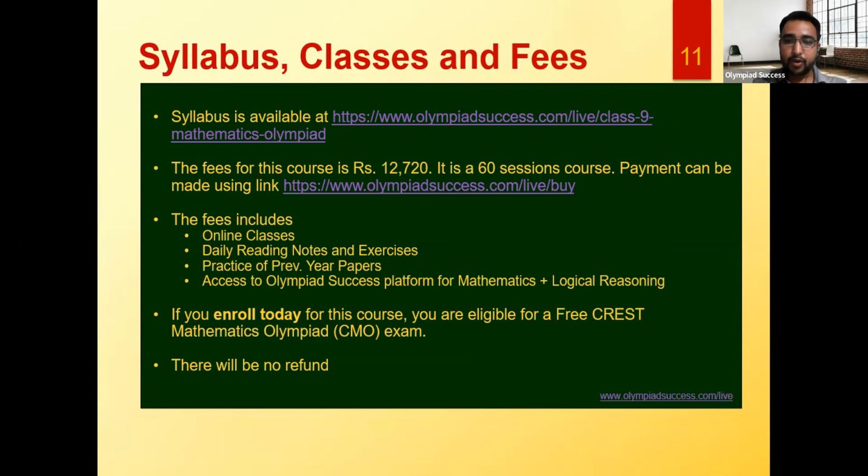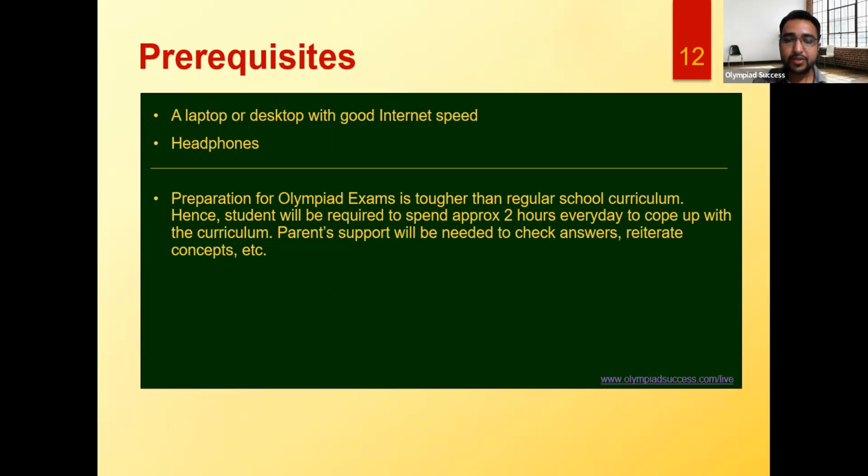Students, the fees include online classes, daily reading notes and exercises, practice of previous year papers, and you will get access to the worksheets, or you can say mock tests, for mathematics and logical reasoning. If you enroll today, you will be eligible for a free Best Mathematics Olympiad exam, that is the CMO exam. To join this course, you need a desktop with good internet speed and headphones. As you know, preparation for the Olympiad exam is tougher than the regular school curriculum, as there will be some topics from upper grades also. So you need to spend approximately 2 hours every day to cope up with your curriculum.